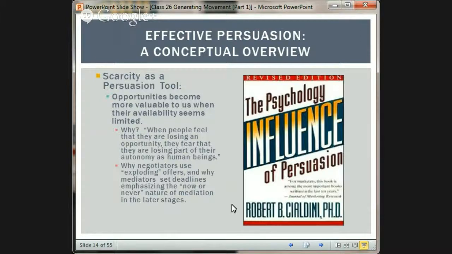Okay, why negotiators? This is why negotiators use exploding offers, and this is something that I would talk more about. It's really a separate topic on, again, the psychology of negotiation, the mental shortcuts that people take, and hard bargaining tactics. So exploding offers are taking advantage of at least perceived scarcity. And this is why mediators set deadlines, emphasizing the now-or-never nature of mediation in the later stages of the process.